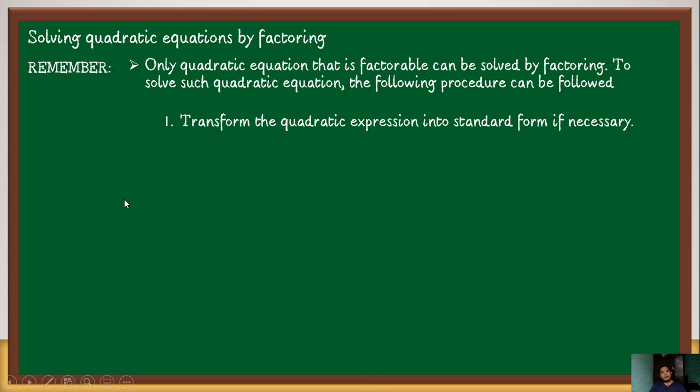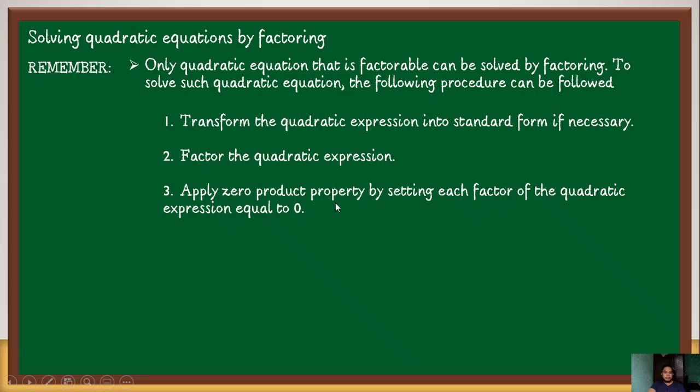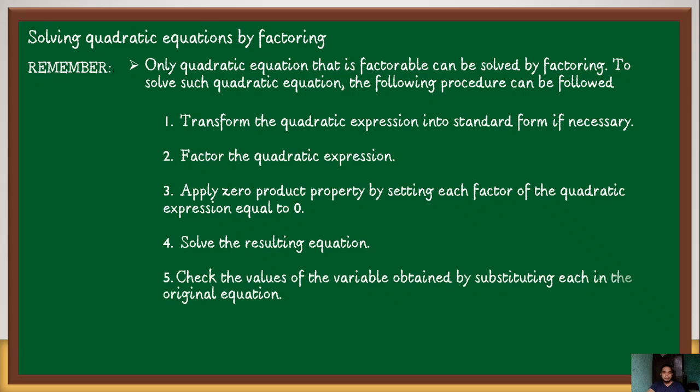Okay? So first procedure is to transform the quadratic expression into standard form if necessary. So first, we have to write the equation in standard form. Number 2, factor the quadratic expression. Third procedure, apply zero product property by setting each factor of the quadratic expression equal to 0. So it means paghihiwalayin natin yung dalawang factors, then i-equate natin yon sa 0. Next, solve the resulting equation, then isosolve natin yung equation.